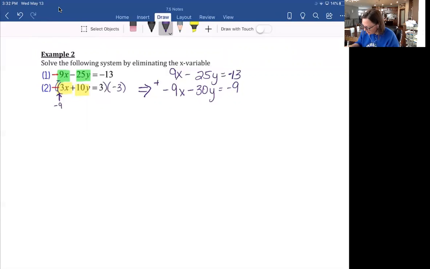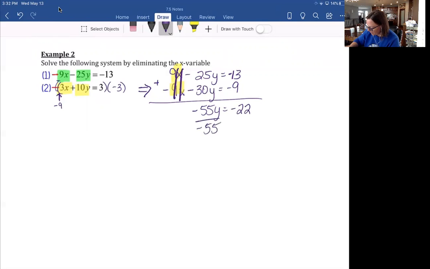And when I do this, 9x plus negative 9x is 0. They cancel out. That's what I want to happen. Those are gone. So negative 25 plus negative 30 is negative 55y. And negative 13 plus negative 9 is negative 22. So I divide by negative 55, and y becomes 2/5 or 0.4. If you want to keep it as a fraction, you can.